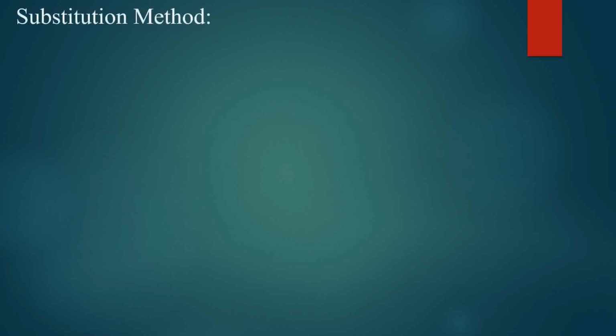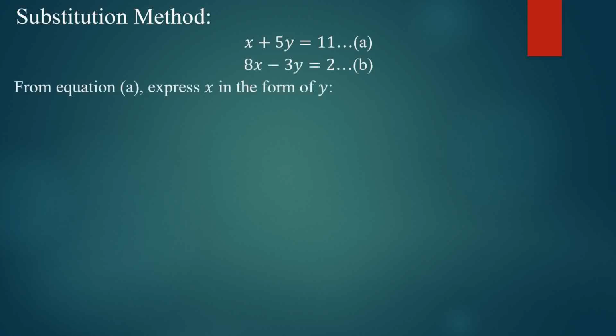We will now discuss the substitution method. In the substitution method, we express one variable in the form of the other using one equation and then we substitute that form of the variable into the other equation to get a linear equation in one variable. Like here, the first equation is x plus 5y equals 11 and the second one is 8x minus 3y equals 2. So from equation A, we express x in terms of y as x equals 11 minus 5y.